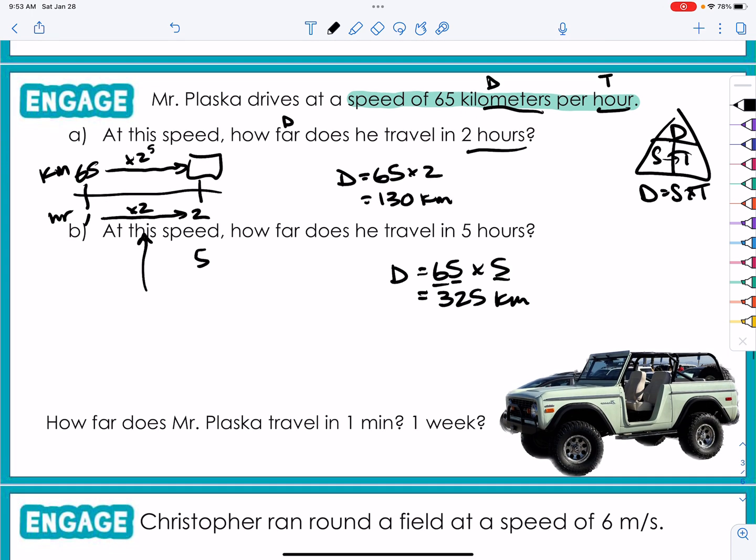Now, where the trick comes in here is when you start to see questions like this. How far does Mr. Plaskett travel in 1 minute or 1 week? And the difficulty here is our speed is given to us in 65 kilometers for 1 hour. And so we have a mix-up of units of time. We have hours and we have minutes or weeks. And so before we need to calculate, we would have to do some conversions to solve that one.